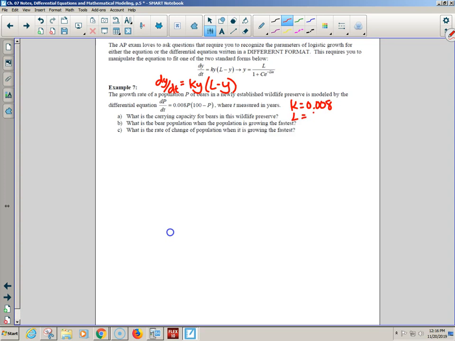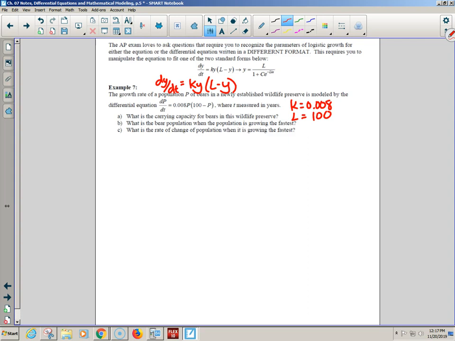And what is my L? So if they were to ask me the horizontal asymptote of P of T, are they actually expecting me to take an integral and find the original equation and then take a limit? No. They're asking me to say, do you see that it's logistic growth? What's my carrying capacity? 100.